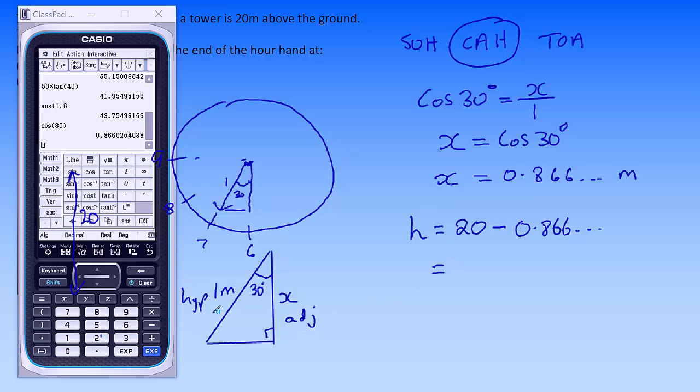So it's going to be 20, take away my last answer, and that's going to be 19.13, I'm going to call that. So 19.13 meters, correct to 2 decimal places.